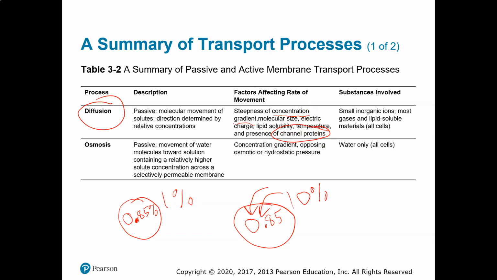So osmosis is just the diffusion of water, and that's the one that is dependent on the concentration of the solution inside the cell versus outside the cell. Wherever you have the highest concentration of solute is where water will move. So water will move toward the higher solute concentration.